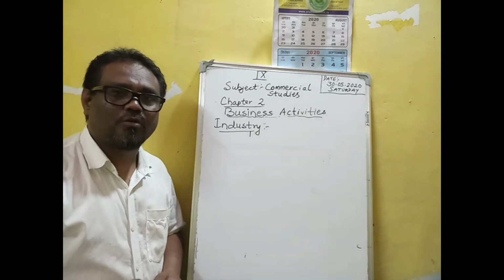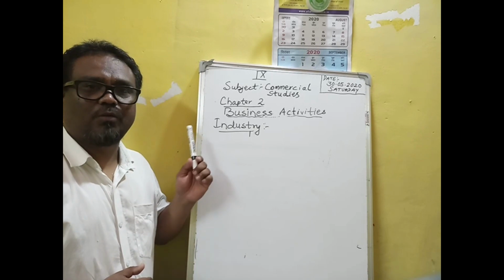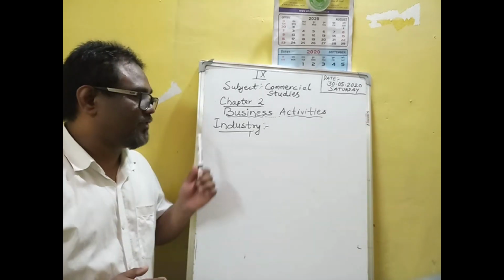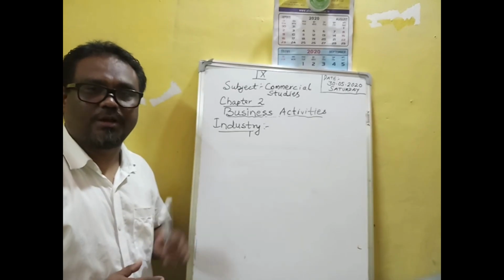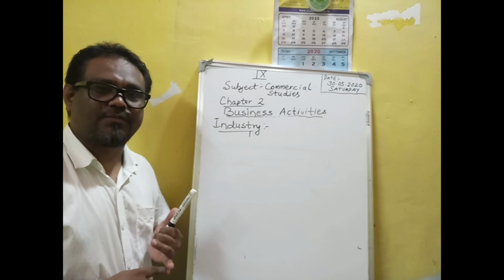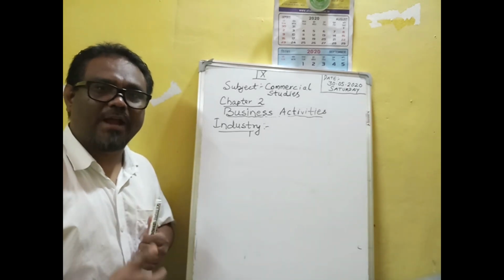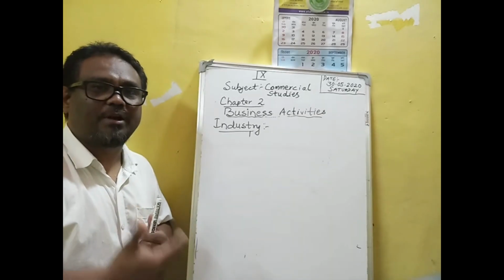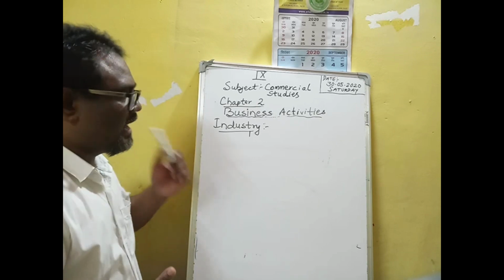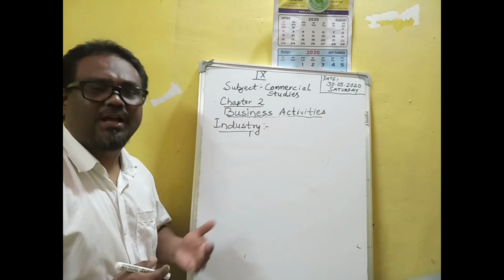Good morning, students. Today we are continuing the same chapter, chapter number 2, Business Activities, Industry. Last time we completed the meaning of business activity and industry. Business activity is classified into industry and commerce. This we did in the last class, and we also completed the meaning of business activities and industries. We saw the different types of industry in the last class.